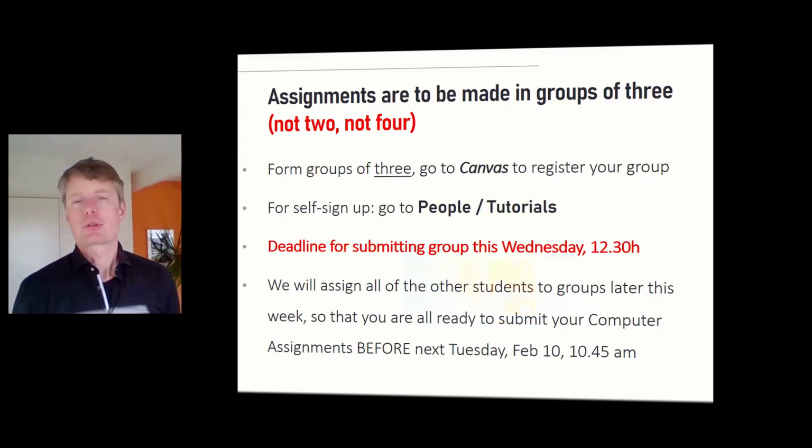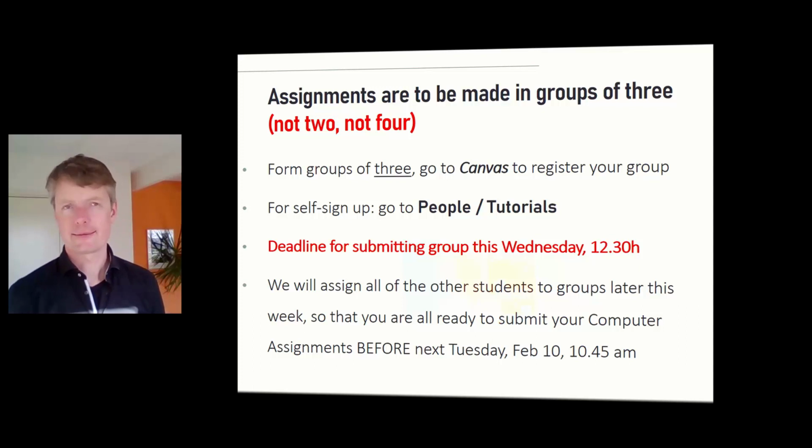The assignments are teamwork, and a team consists of 3 students. The keyword is 3 here, so not 2 students, not 4 students. So even though it may be that you have your good old friend, so you know this one person, still, there's not going to be a 2-person group, there's going to be a 3-person group.